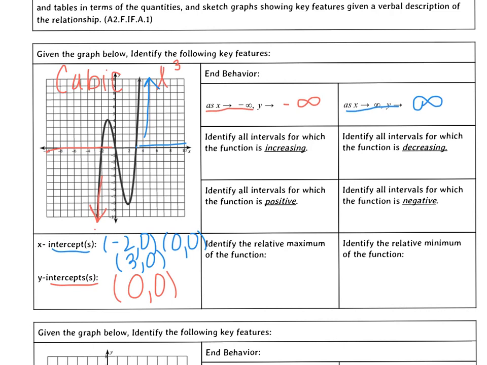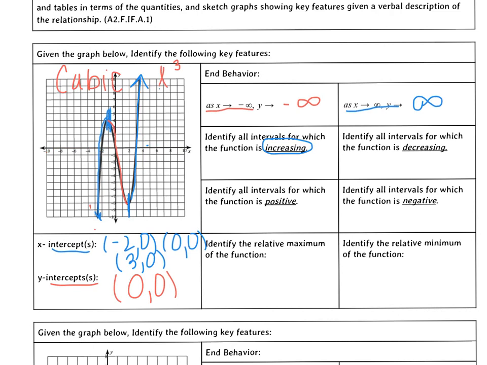All right, next I've been asked to identify the intervals of increasing and decreasing. So I want to remind you that increasing are all the places where the graph increases. So what I see here is that my graph increases to right here, and then at this point right here, it turns around. Okay, and then it decreases, and then at this point right here, it turns around and it goes back up.